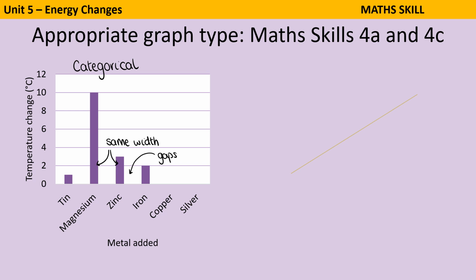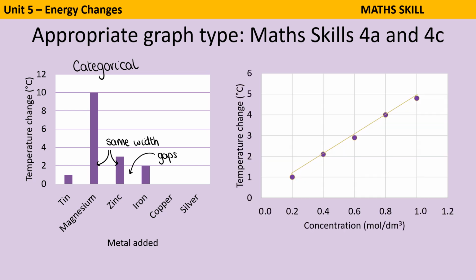If, on the other hand, I did an experiment where I was reacting together some solutions and I was changing the concentrations of those solutions, then I would draw a scatter graph, and this is because my independent variable is continuous. In other words, within a range, my independent variable could be any value. So here I've got concentrations of 0.2 and 0.4 and 0.6, but I could also have a concentration of 0.5 or 0.52 or 0.521. Any value in that range will be valid. So this is continuous data, and therefore I need to draw a scatter graph, and therefore I could have a line of best fit that goes through it.